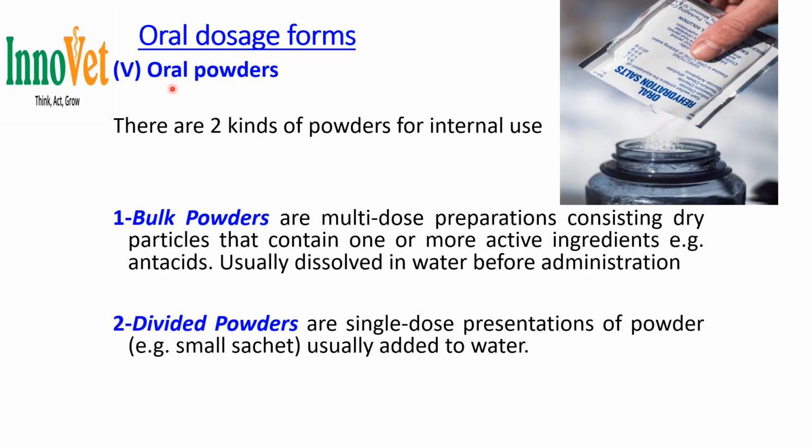So we proceed to the oral powders. These are for internal use. They can be dissolved in water. They are divided into the bulk powders and the divided powders. Well, the bulk powders are multi-dose preparations, in that it's a bulk of a medication whereby you need to take a small portion of the medication and cover it. This could be used several times. But then for the divided powders, it's a single dose preparation which can only be used once and dissolved in water. For example, the ORS preparations.